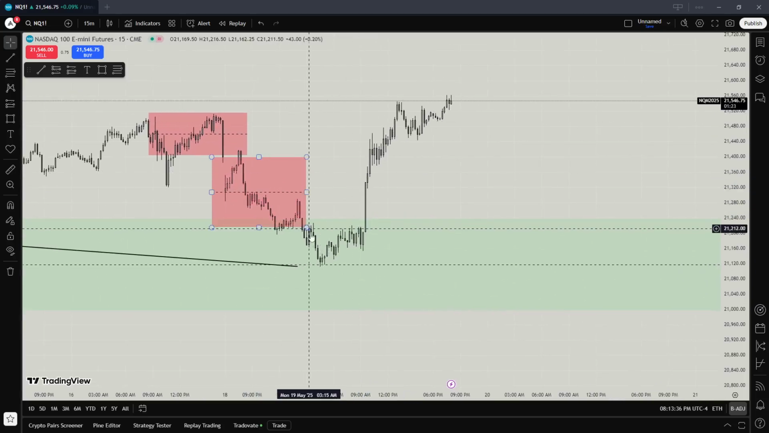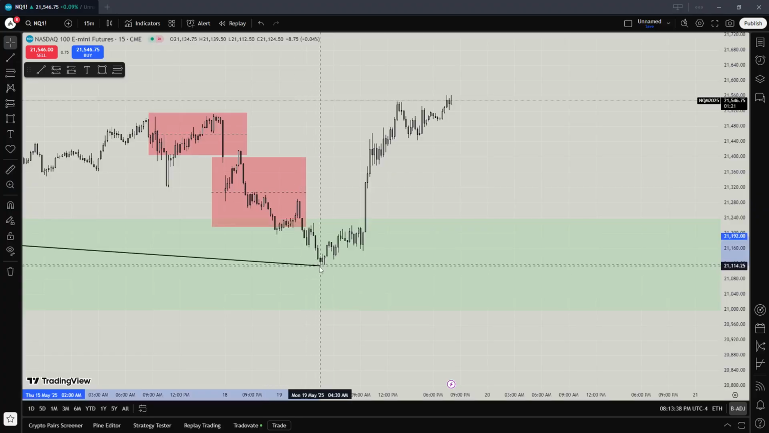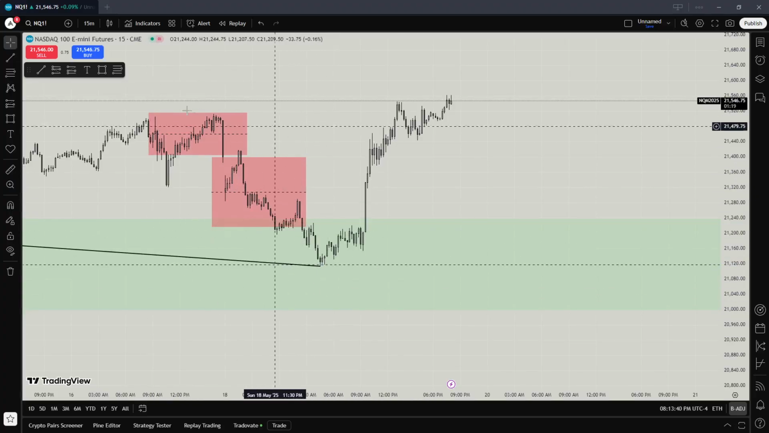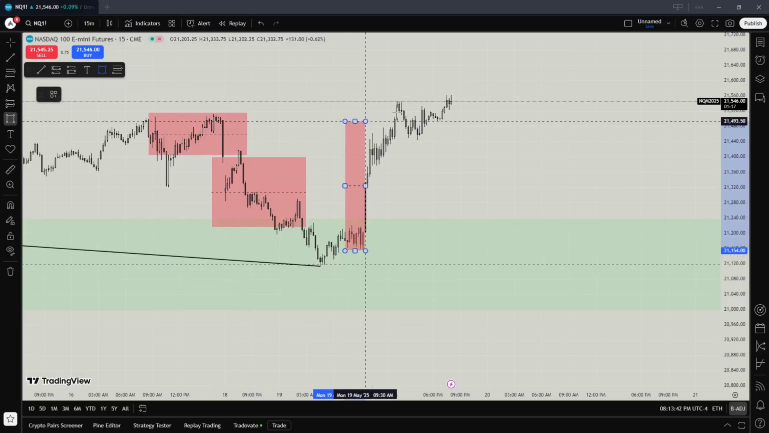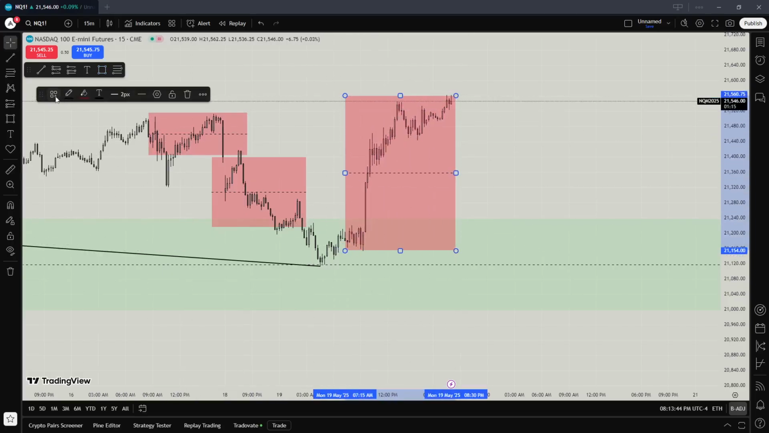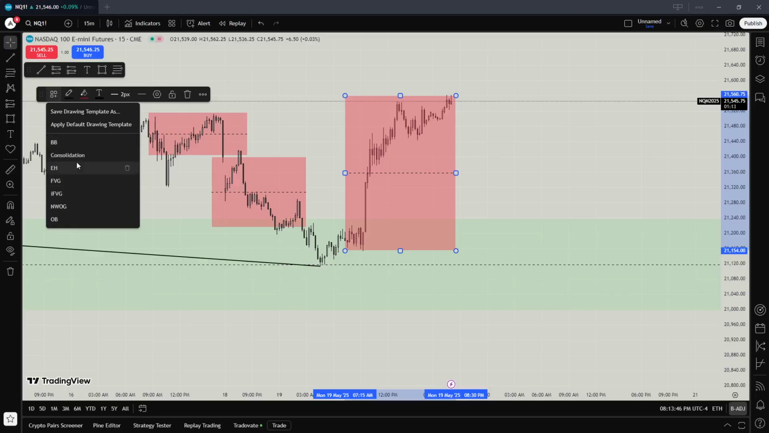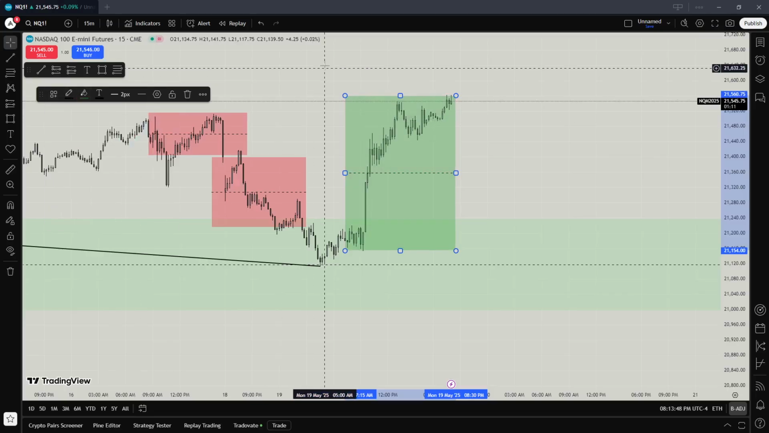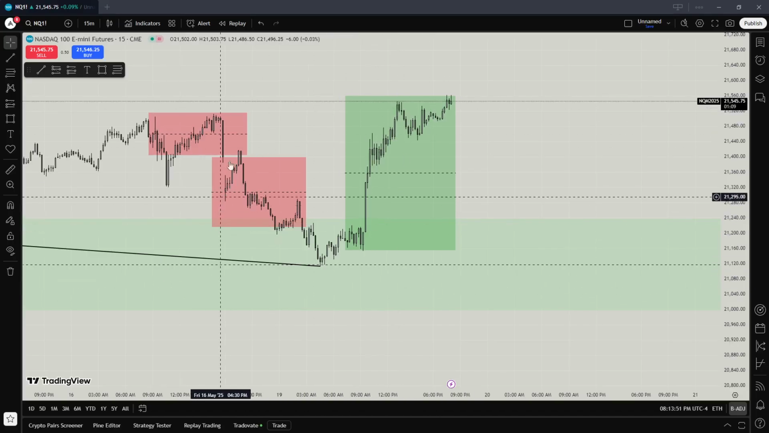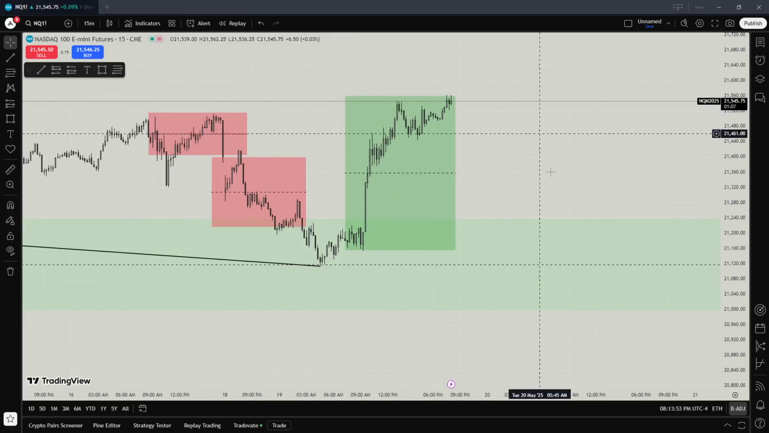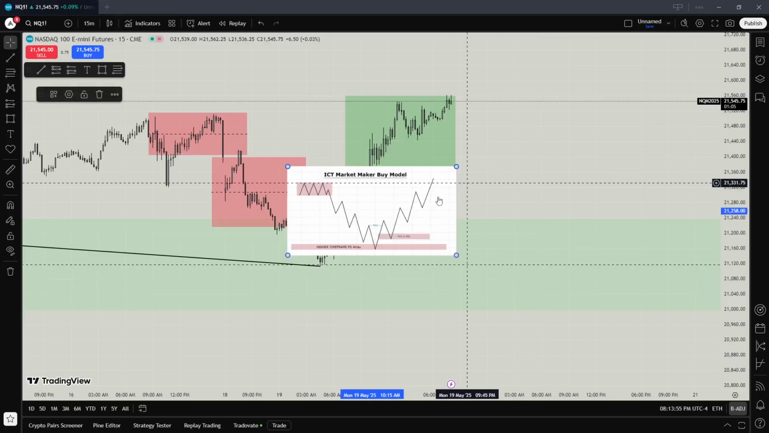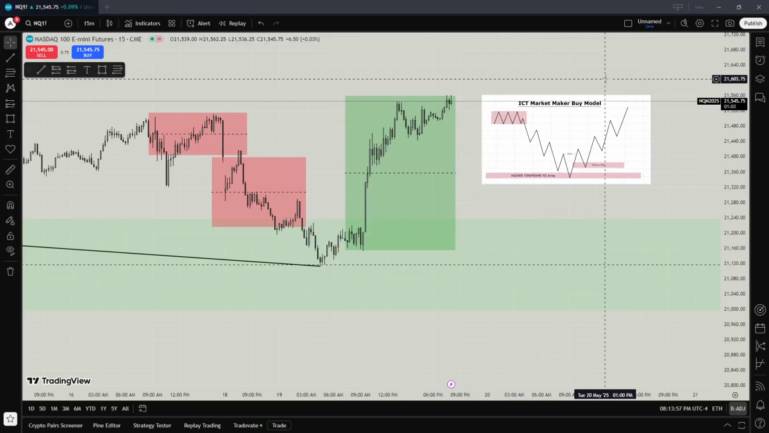And then we have our SMT here inside our daily fair value gap. And then we have our distribution here, which is where you take your trade. I'm just going to make that green. This is where you take your trade, targeting what? Opposing liquidity. This is literally, I'm just going to post it again. This is literally this to a T.